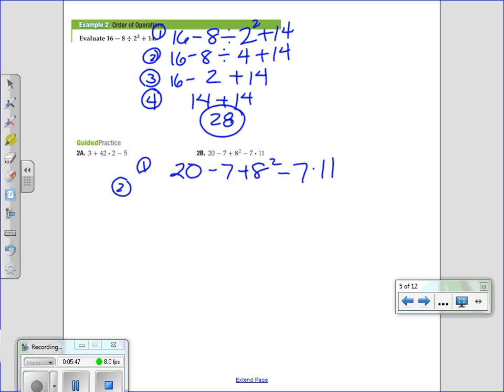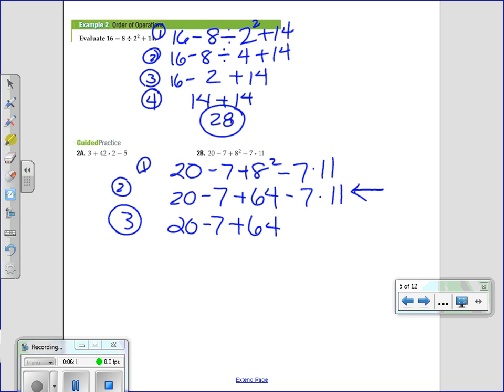We have no parentheses. I'm just going to rewrite everything here so far till I get to what I'm going to do first. 8 times 8 is 64 minus 7 times 11. All right, I am done with my exponents. Now I'm going to do my multiplies and divides. Looks like I only have one over at this far end over here. So I'm going to rewrite 20 minus 7 plus 64 minus 7 times 11 is minus 77.